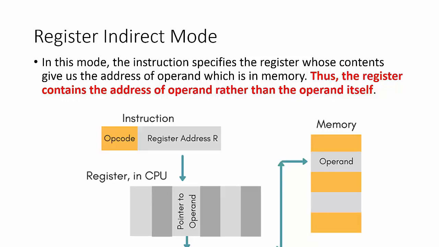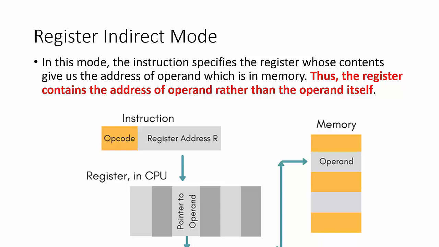Another addressing mode is the register indirect mode. In this mode, the instruction specifies the register whose content gives us the address of the operand, which is in memory. Thus, the register contains the address of the operand rather than the operand itself.